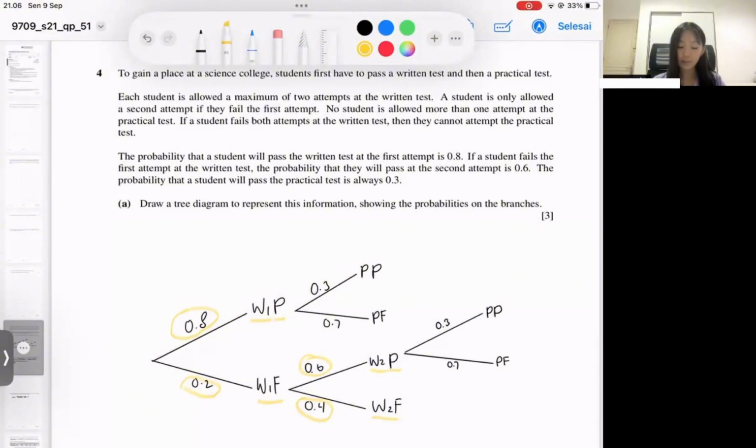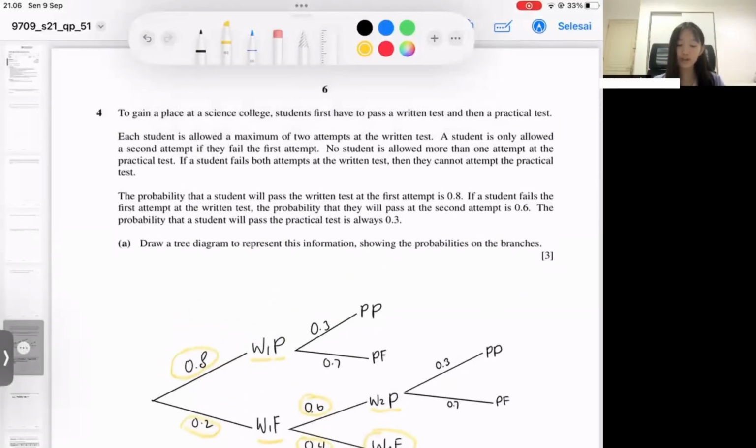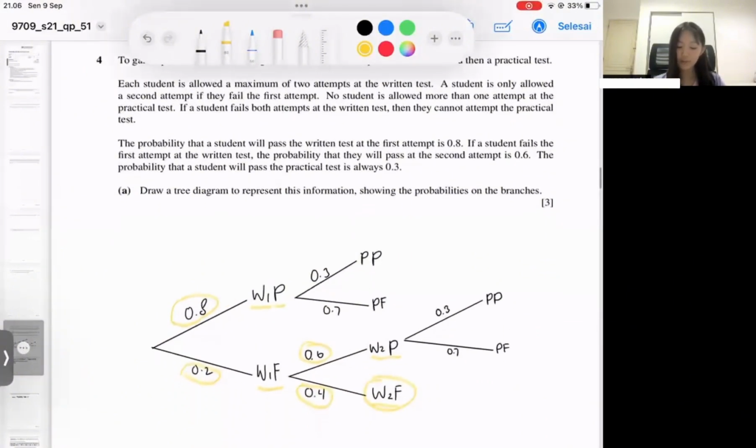Next, the probability that a student will pass the practical test is always 0.3. This one cannot branch out anymore because it is written here that if a student fails both attempts of the written test, they cannot attempt the practical test. Now we only have two types of branching. Either they pass on the first attempt or they pass on the second attempt.